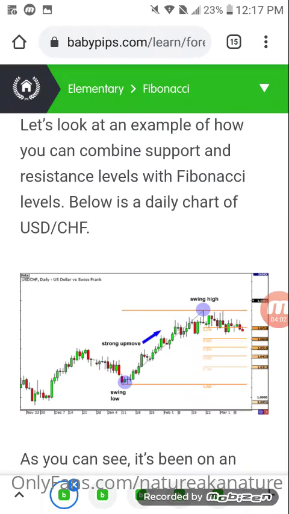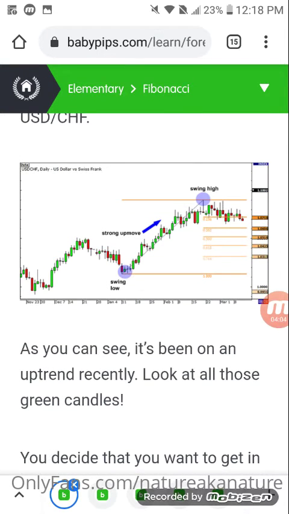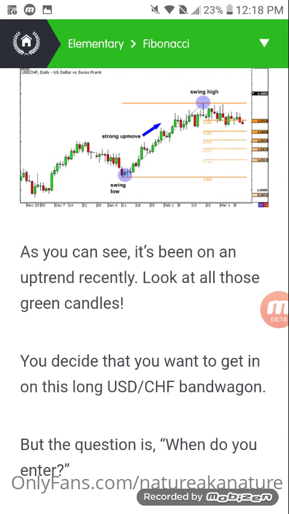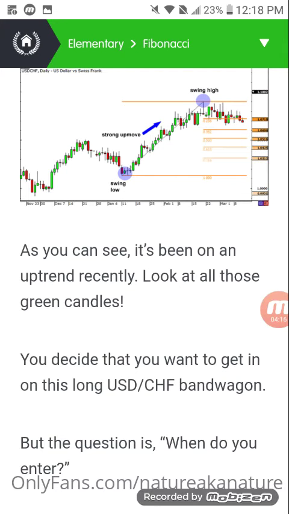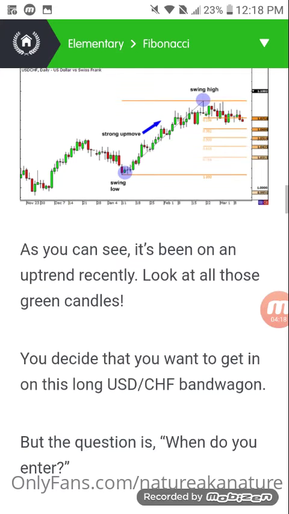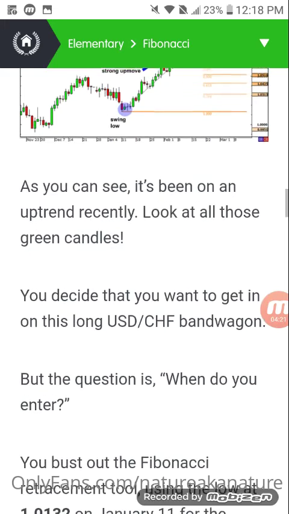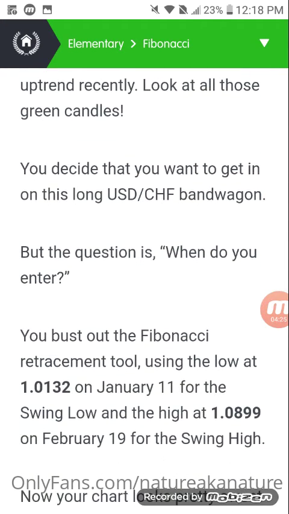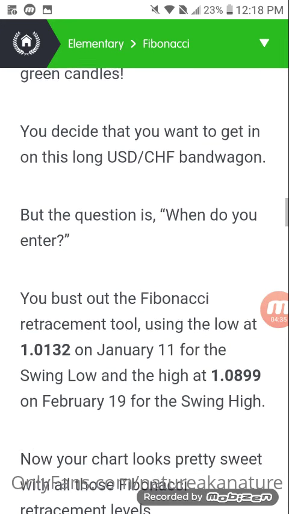As you can see, it's been in an uptrend recently. Look at those green candles. You decide that you want to get in long, to buy on the USD/CHF bandwagon. By this question, when do you enter? You bust out the Fibonacci retracement tool using a low at 1.0132 on January 11th for the swing low, and a high at 1.0899 on February 19th for the swing high.